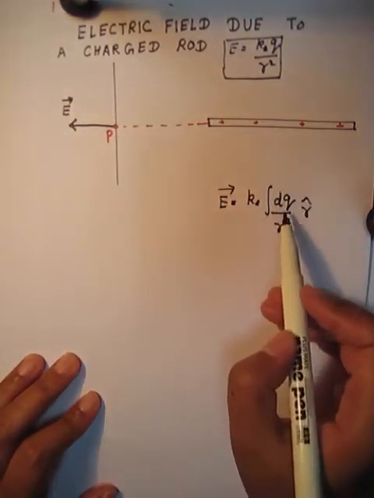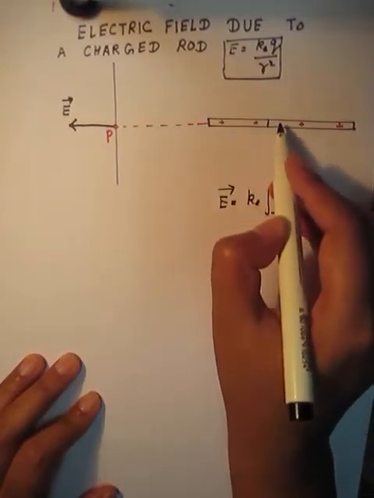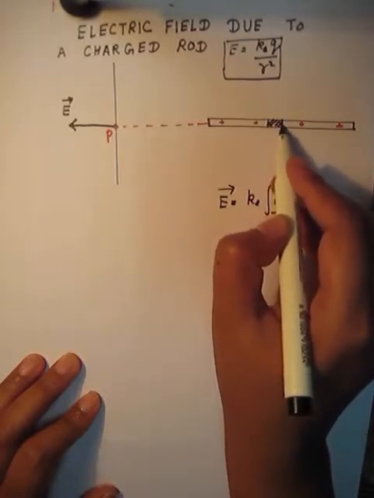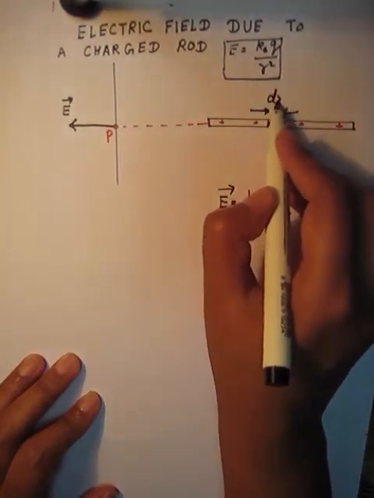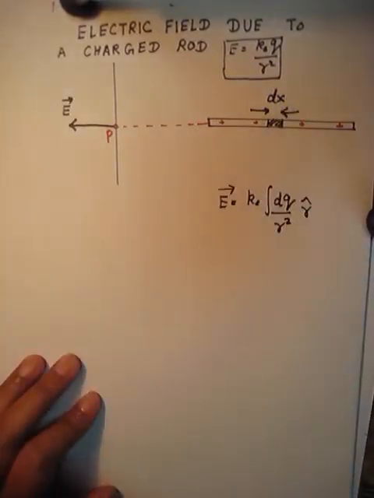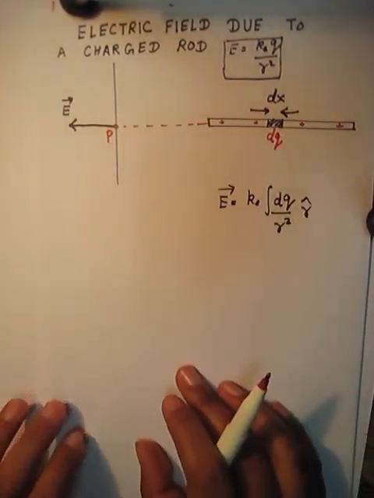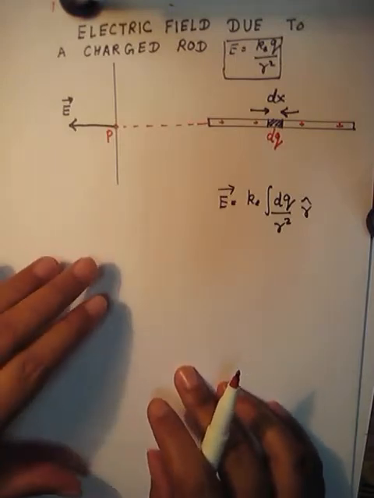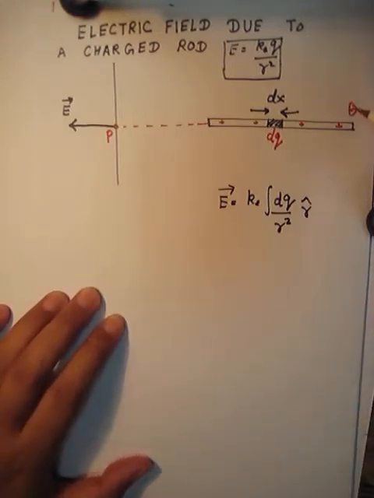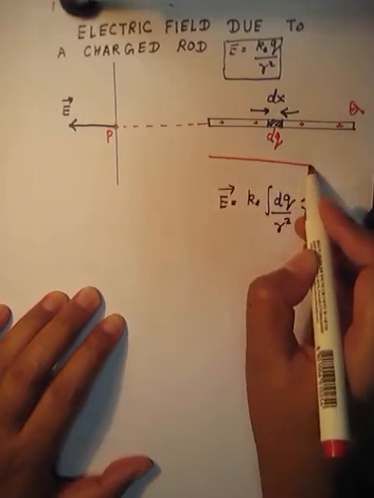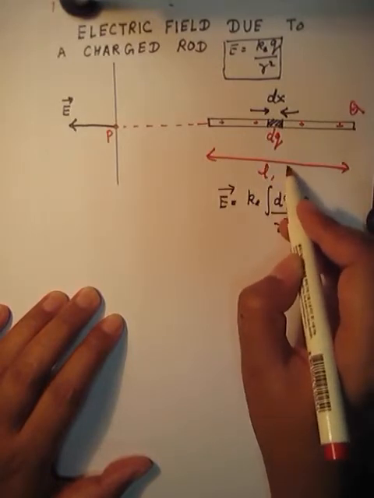Now in order to solve it, because we are working on the small charge dq, let us say that we divide this wire into small parts, and one of these parts has a length of dx and it has a charge of dq. Now the total charge of this entire rod is Q, and the entire length of this rod is given to be L.